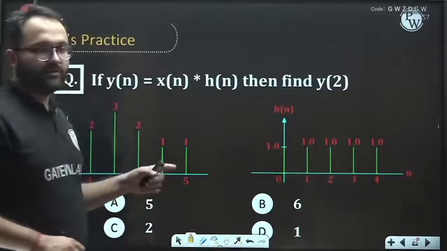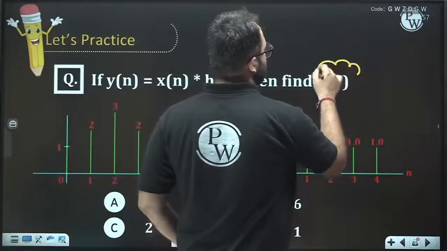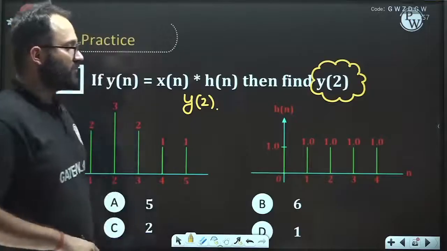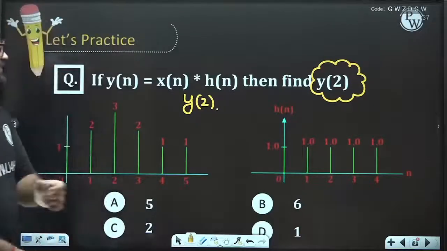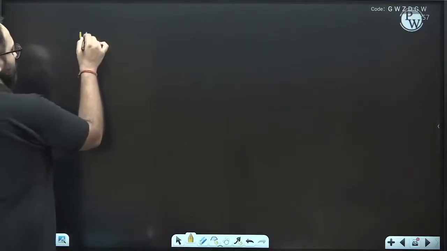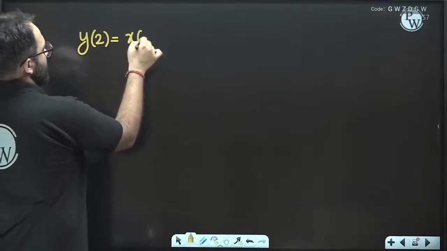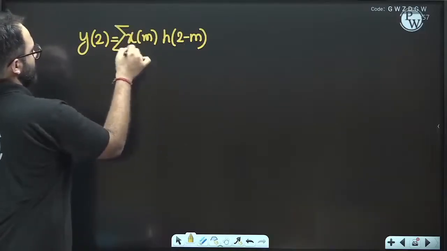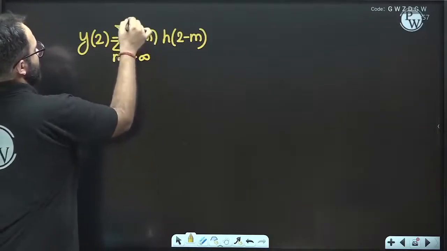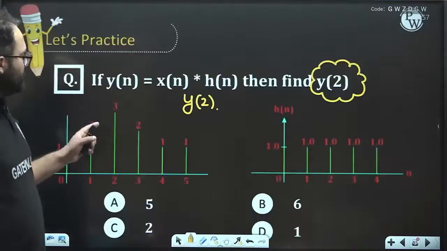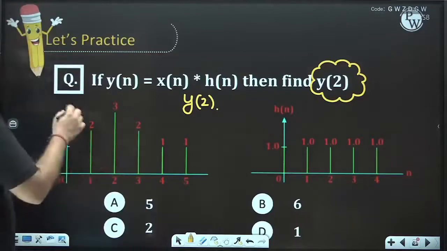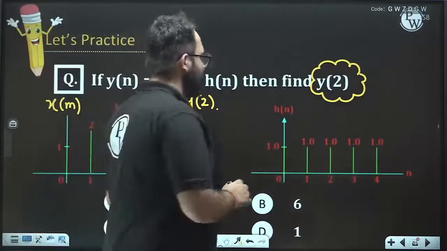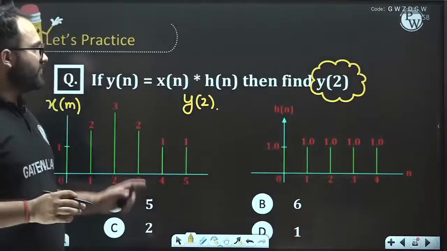Okay, so we have one example. We have to find the value of the output at n equal to 2, that is y[2]. What is y[2]? y[2] is the summation over m from minus infinity to infinity of x[m] h[2 minus m]. Now we have the signal x[m], and we simply need to get h[2 minus m].